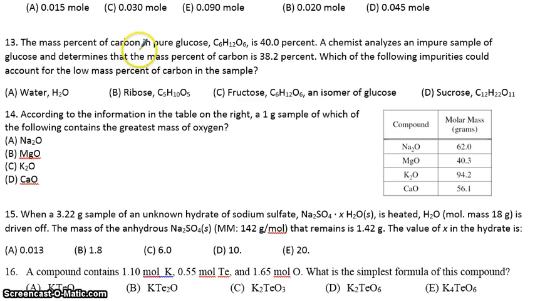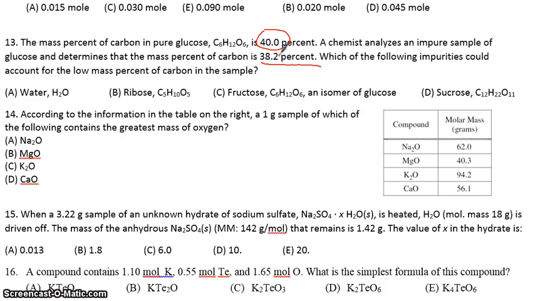It says the mass percent of carbon in pure glucose is 40%. A chemist analyzes an impure sample of glucose and determines that the mass percent of carbon is 38.2%. Which of the following impurities could account for the low mass percent of carbon in the sample? So it's supposed to be 40, but it's actually lower, 38. So there's something lighter in there with it, making the overall percentage lower for carbon.